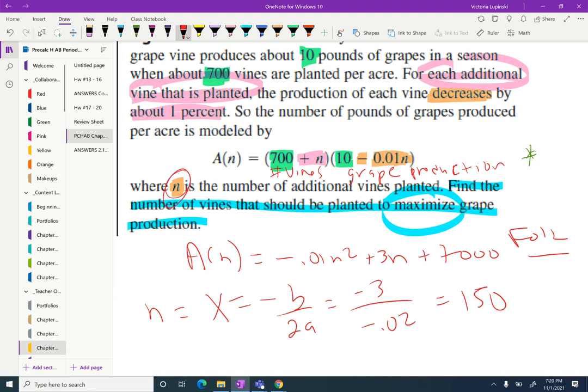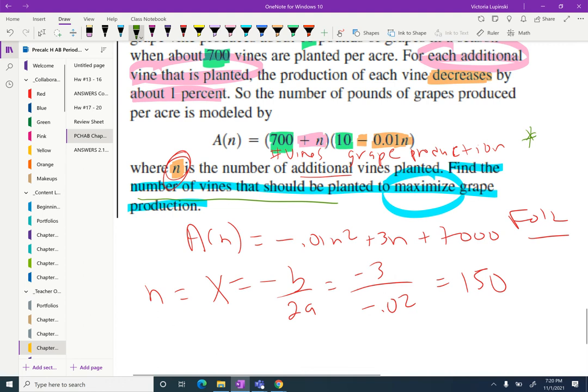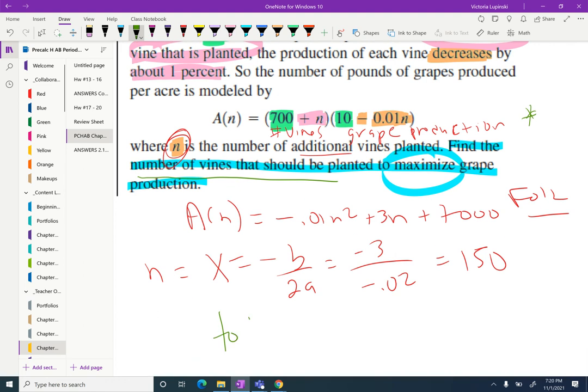So what you just solved for is the number of additional vines that should be planted. What they wanted to know is what is the total number of vines. So if you originally were planting 700 and you plant an additional 150, that means that in total you should plant 850 vines.